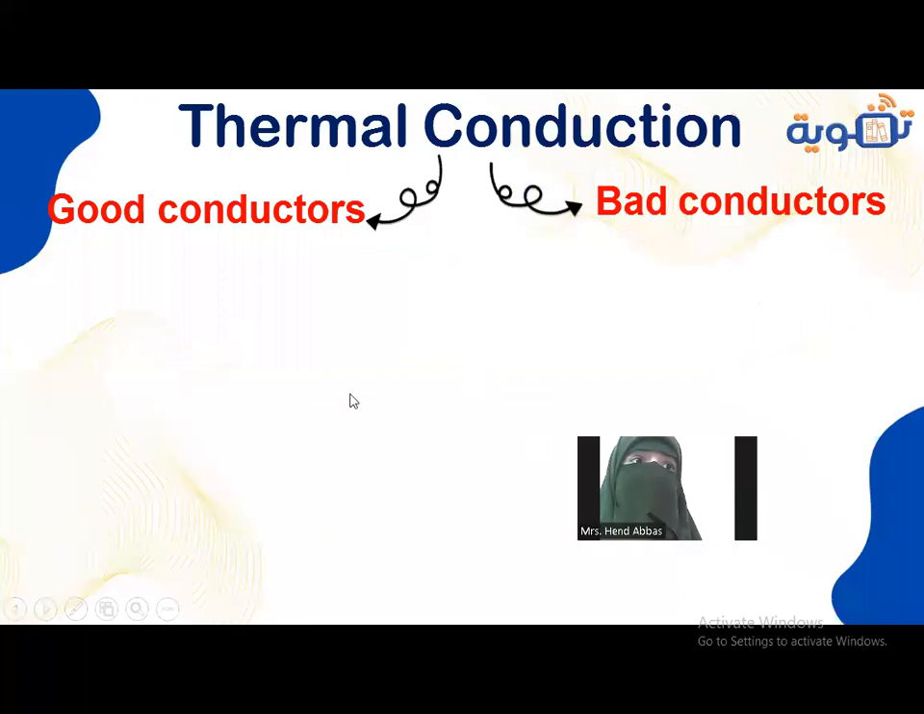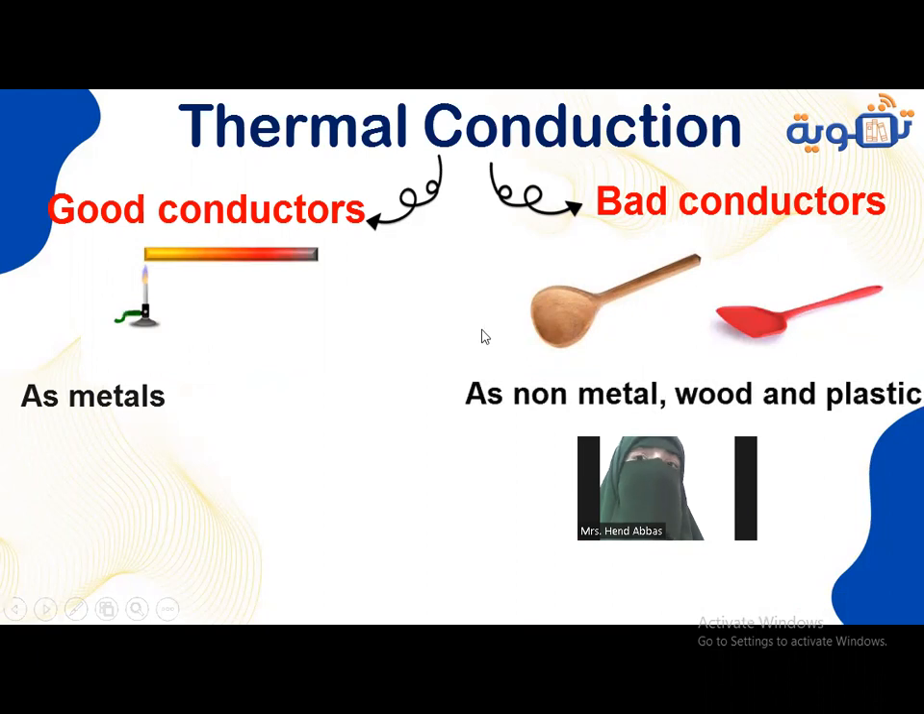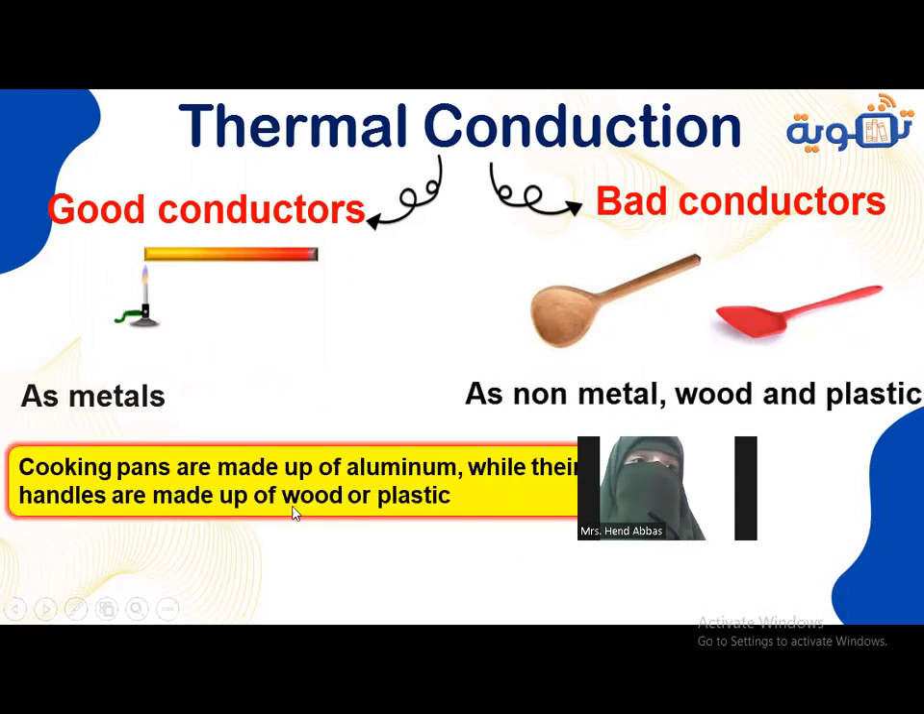Okay, about thermal conduction, again, the substances are divided into two types: good conductors or bad conductors. Good conductors let heat flow through them, like the metals. And there are bad conductors, like what? Wood and plastic.